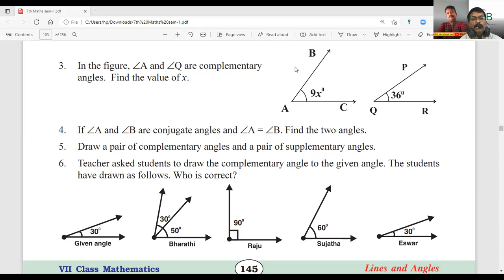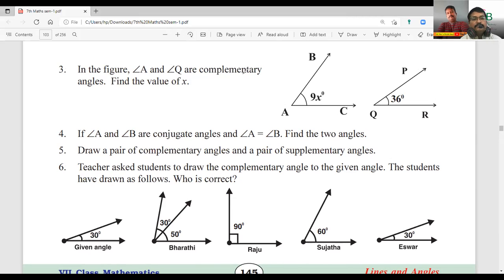So I need to write angle A is equal to 180. Angle A is equal to angle B. That's why 180 plus 180. It's the only possible way. Angle A and angle B: 180 plus 180 is equal to 360 degrees.